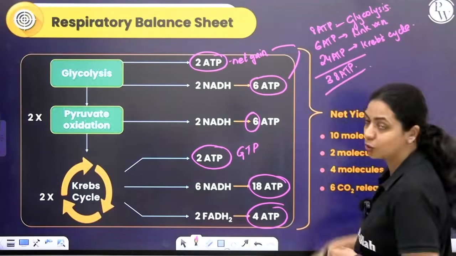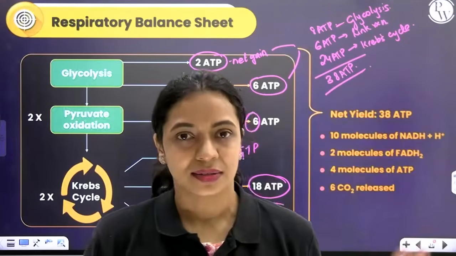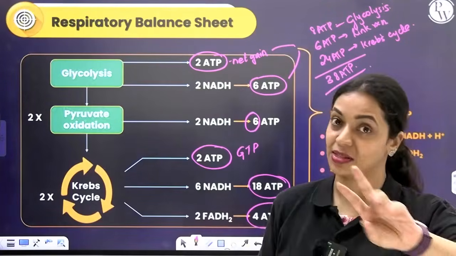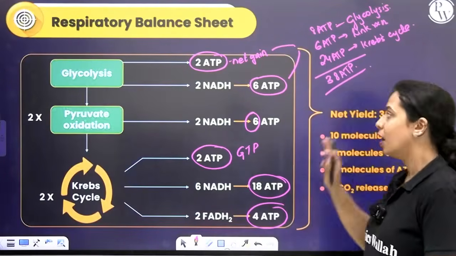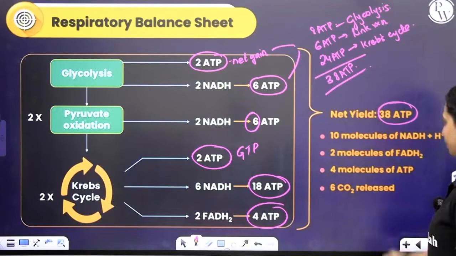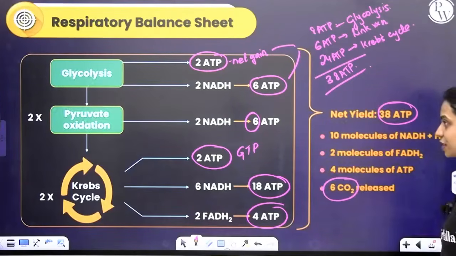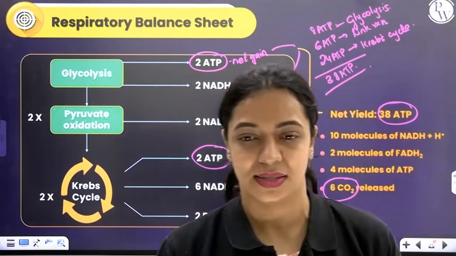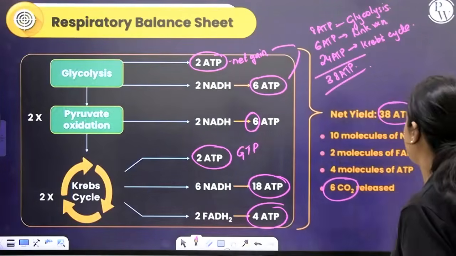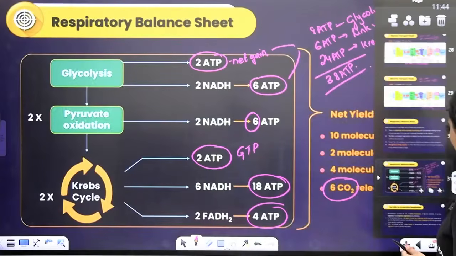Compare this with how much you got from anaerobic respiration. In anaerobic respiration, all we can get is 2 ATPs. But in aerobic respiration, you get a total of 38 ATPs. Along with that, 6 molecules of carbon dioxide are released because in aerobic respiration, complete oxidation of glucose will take place. Alright, so yeah, that's about the respiratory balance sheet.